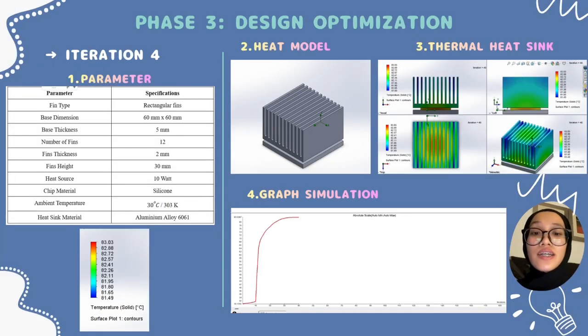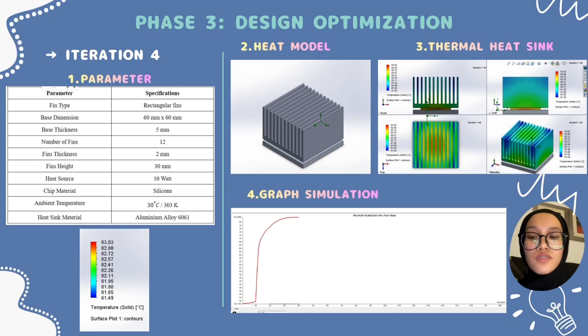So let's move to the last iteration, which is iteration 4. We decide to manipulate the number of fins for this iteration. We changed to 12 fins for the fin type, which is rectangular fins. The other parameters we remain constant, just change the number of fins only. The isometric thermal plot view reveals how heat spreads across the 12 fin array.